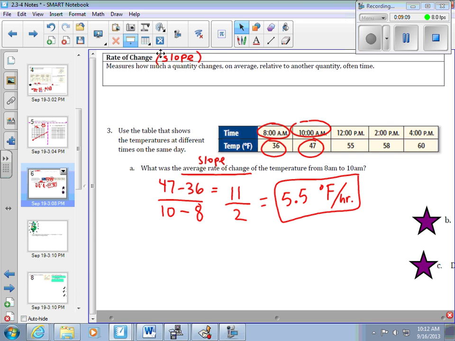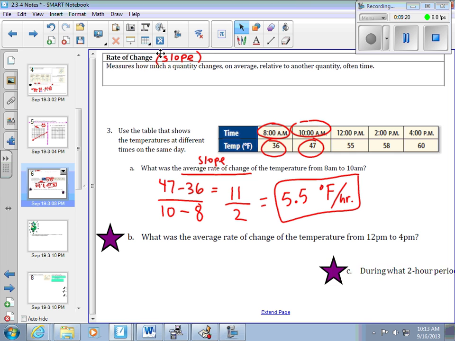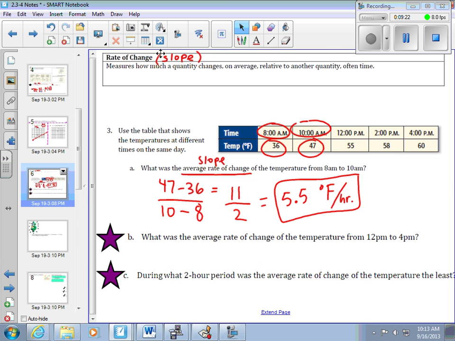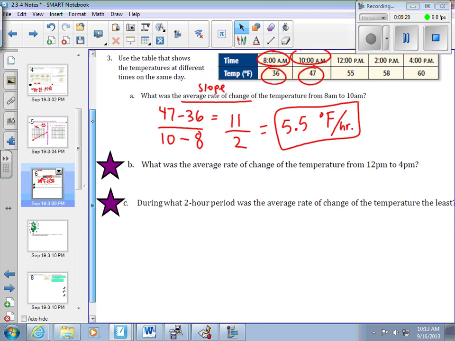All right. For tomorrow, I want you guys to try B. See if you can find the average rate of change from 12 to 4. So try that one out for tomorrow. Let's see if we can answer C together, though. C wants to know during what 2-hour period was the average rate of change the least? Well, looking at our chart up here, it appears that all our time is in 2-hour increments here. From there to there is 2 hours, 2 hours, 2 hours, 2 hours.